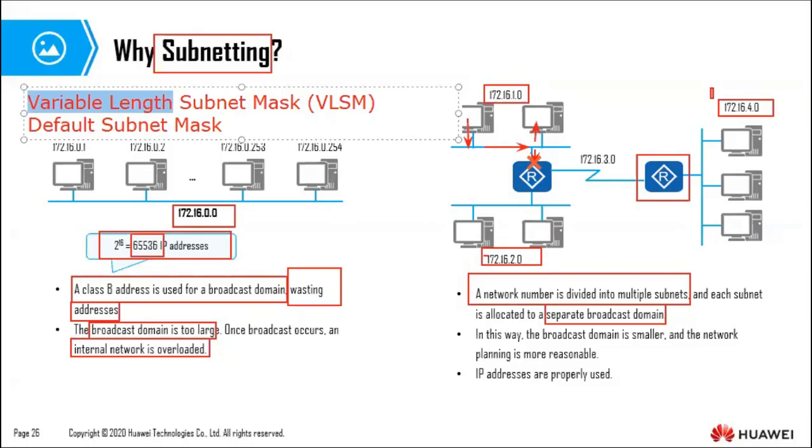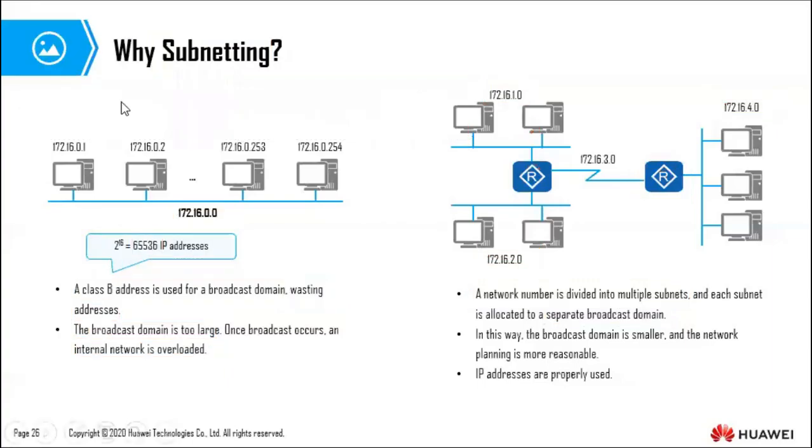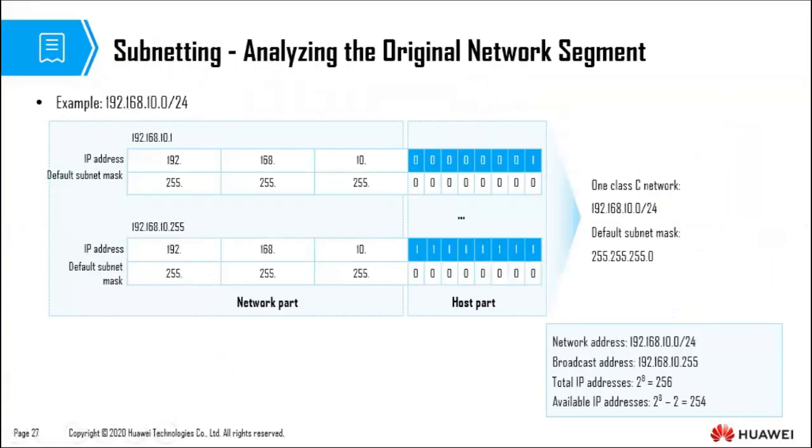So let's see how we subnet an address, using variable length subnet mask. We just have an example here. Which class does this belong to? Class C, right? Because it's /24, 192/24. Just know that is class C. How many total available addresses does that give us?